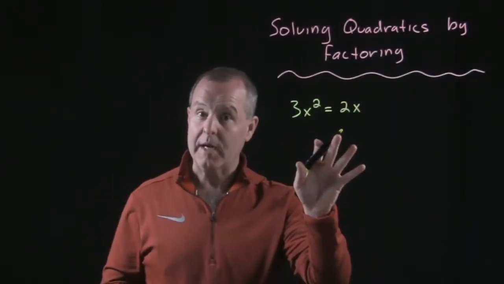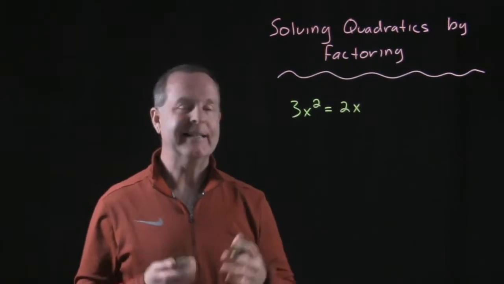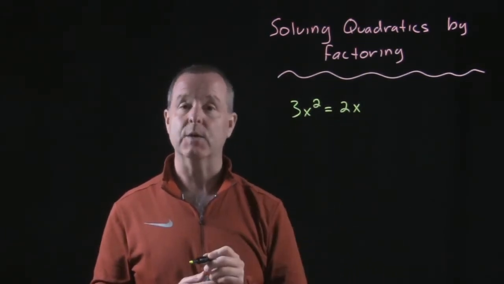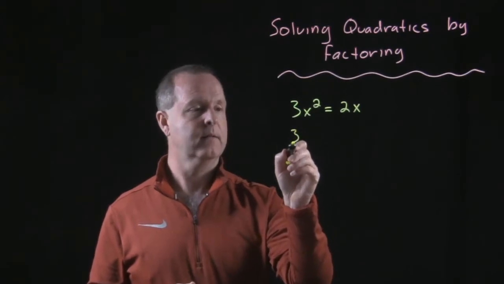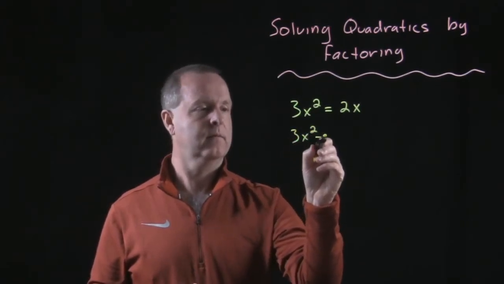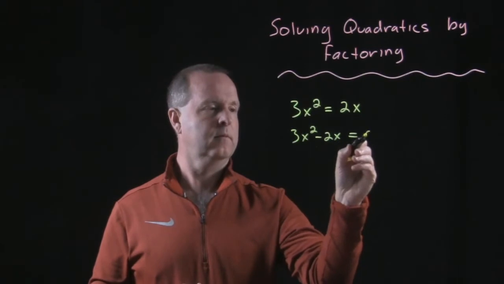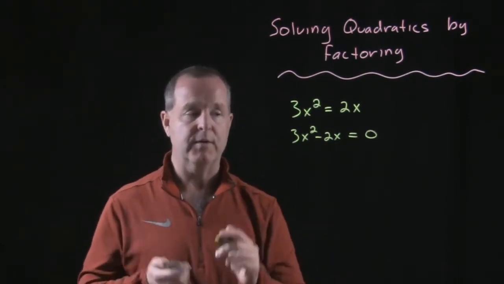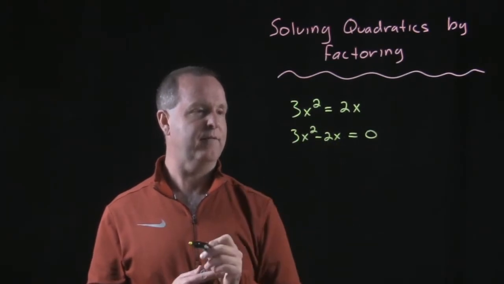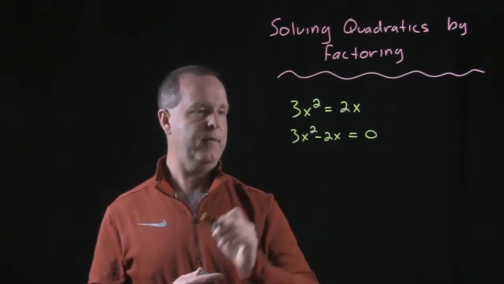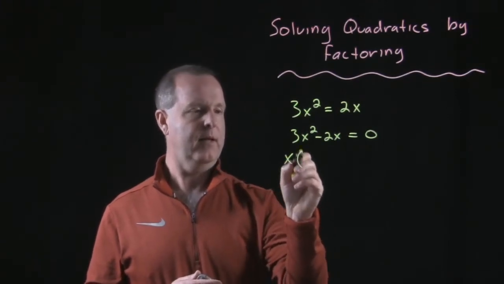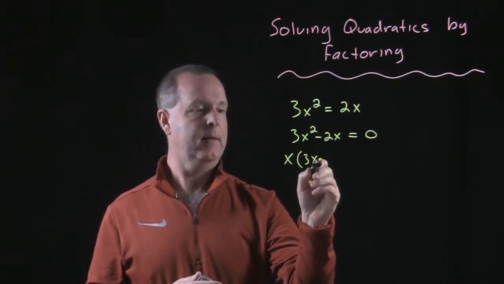Another potential quadratic here. Let's get it in standard form, which means I set it all equal to 0. So I'm going to subtract 2x from both sides. I'm going to factor, because we're solving quadratics by factoring, so it looks like I can factor an x from both of these. And then what's left is a 3x minus a 2.